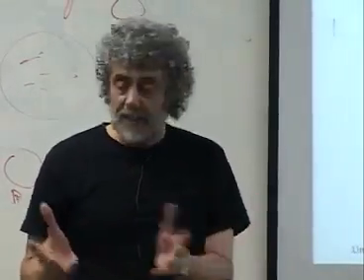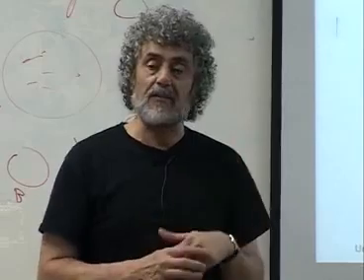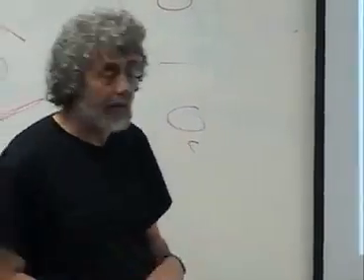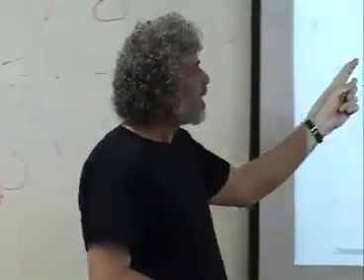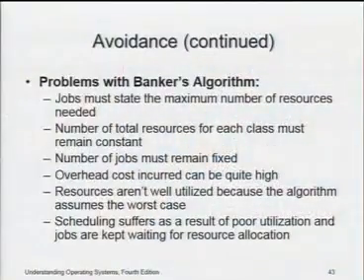So we don't know. It's going to use only these 2 resources or these 2 resources, but not the 4 of them. But at the start of the execution, we don't know which 2. So we might have to give the program the 4 resources, just in case. And that's not an efficient way of doing it. So the number of total resources for each class must remain constant. The number of jobs must remain fixed. That's another problem. This is not a very dynamic algorithm.